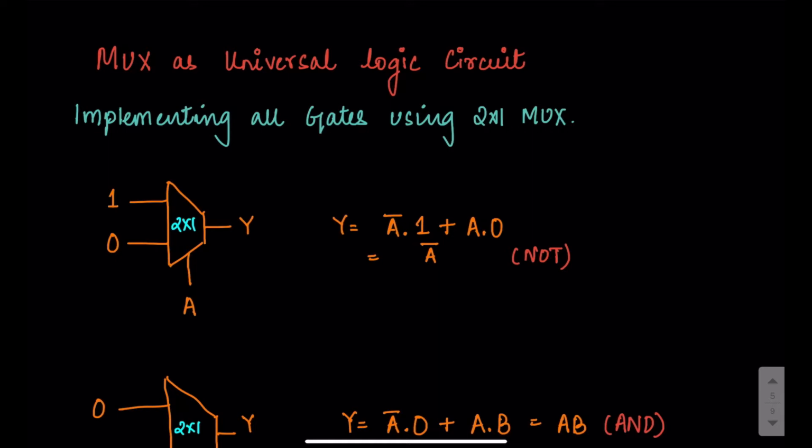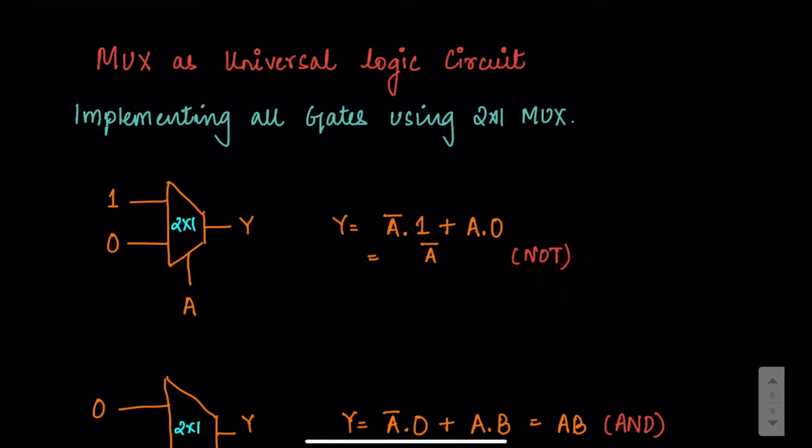So we have the very first circuit, that is implementing a NOT gate using the multiplexer. If you look at this, we have a 2 cross 1 mux. The select line is A and the inputs are chosen as 1 and 0. So if you write down the expression for the output, you know that y is equal to A bar dot 1 plus A dot 0. Now this expression reduces to A bar. So this is how you can implement a NOT gate using a 2 cross 1 mux.